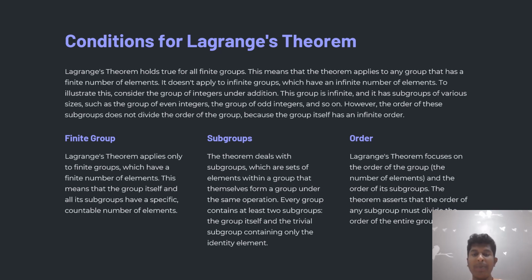This means that the group itself and all its subgroups have specific countable numbers of elements. Subgroups. The theorem delves into the subgroups, which are sets of elements within a group that themselves form a group under the same operation. Every group contains at least two subgroups, the group itself and the trivial subgroup containing only the identity element. Order. Lagrange's theorem focuses on the order of the group and the order of its subgroups. The theorem asserts that the order of any subgroup must divide the order of the entire group.